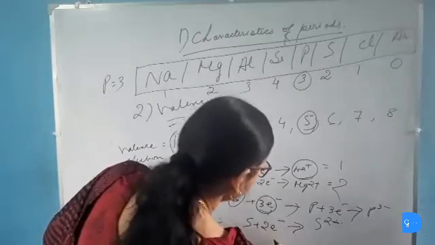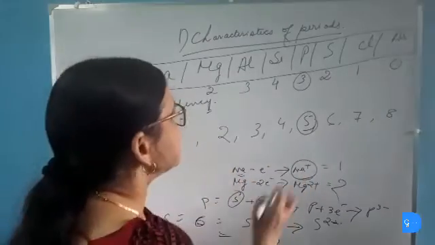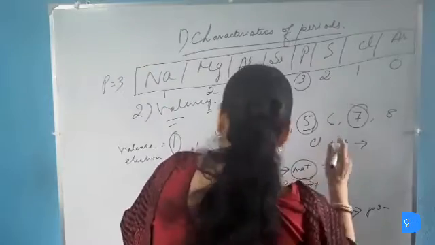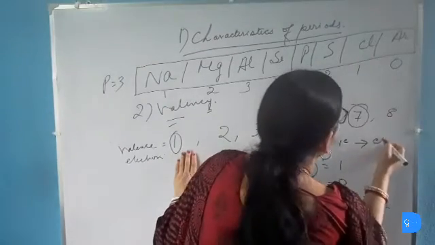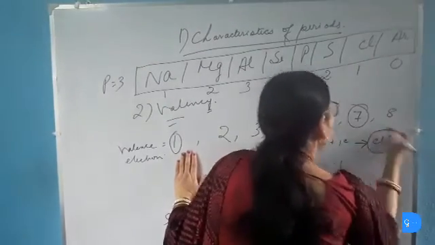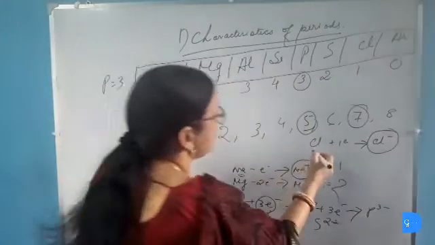The valency of sulfur is 2. Again, chlorine has 7 valence electrons, so chlorine will accept 1 electron from other elements and form a negatively charged ion. Thus, the valency of chlorine is 1.